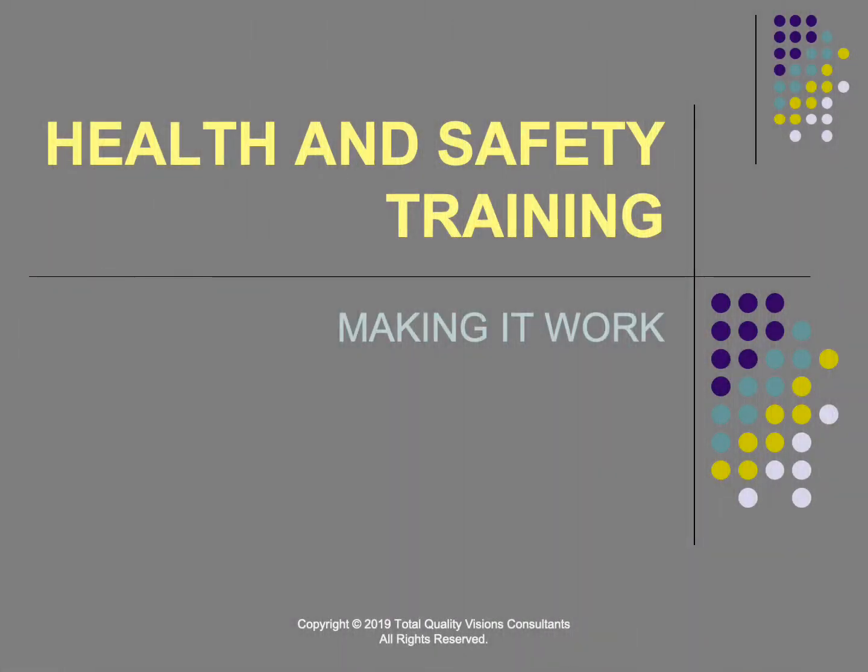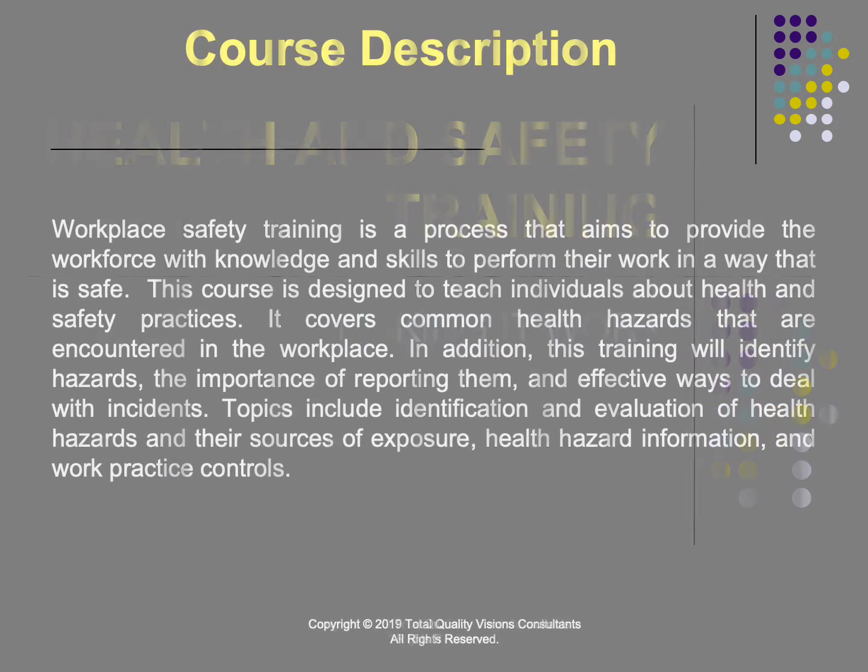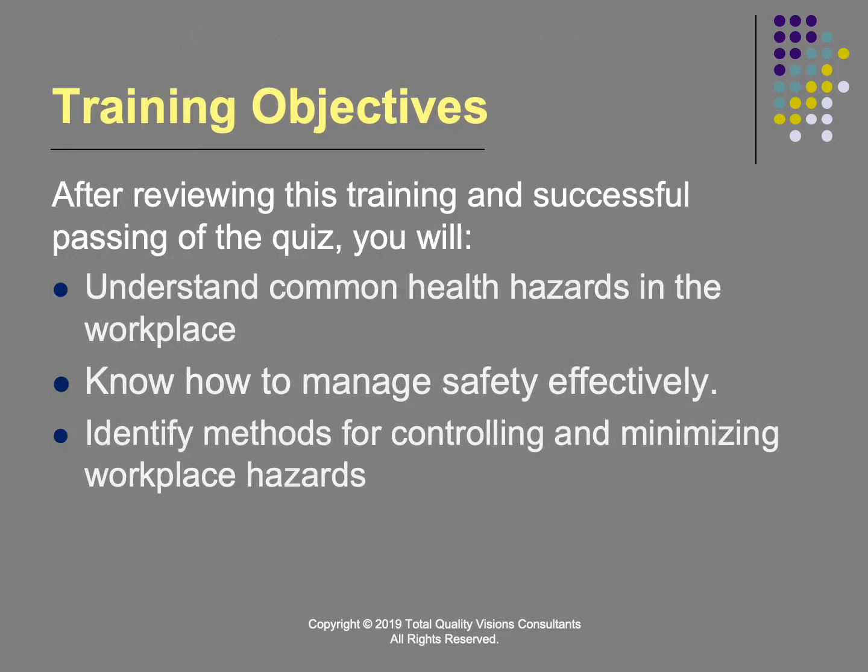Health and Safety Training, Making It Work. This course is designed to teach individuals about common health and safety practices. It covers common health hazards that are encountered in the workplace. These health hazards include exposure to chemicals, asbestos, silica, and lead. Topics include identification and evaluation of health hazards and their sources of exposure, health hazard information, and work practice controls.